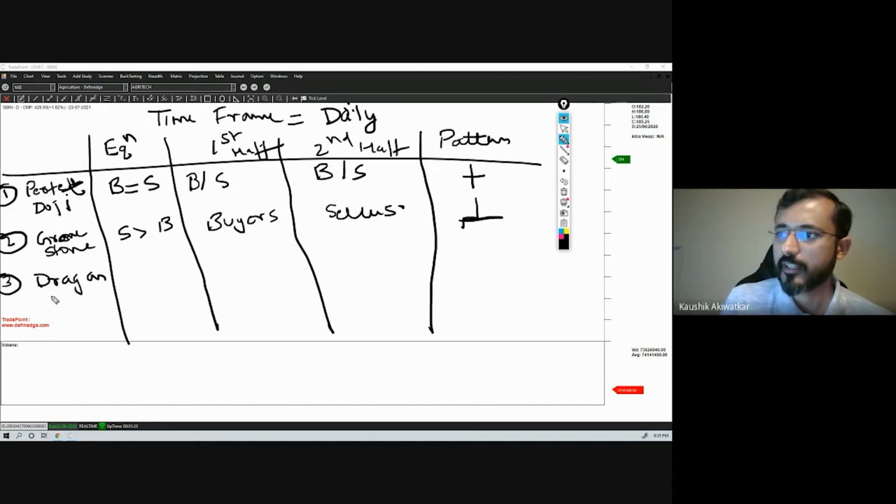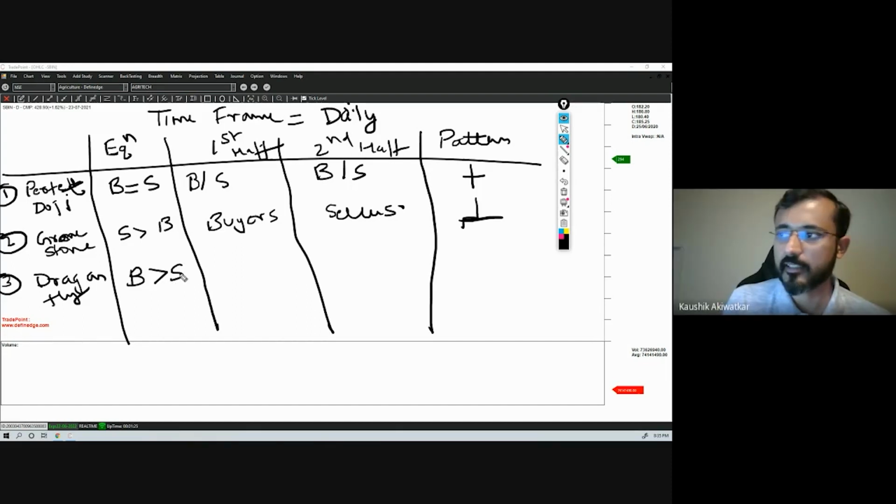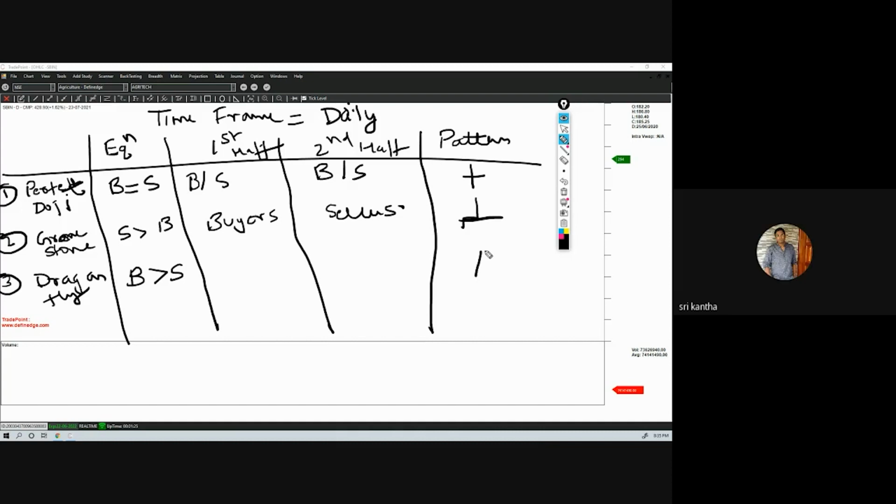Third is dragonfly. What will be the equation? Buyers greater than sellers, right? So in the first half, who will be more active? Sellers. Second half, buyers.